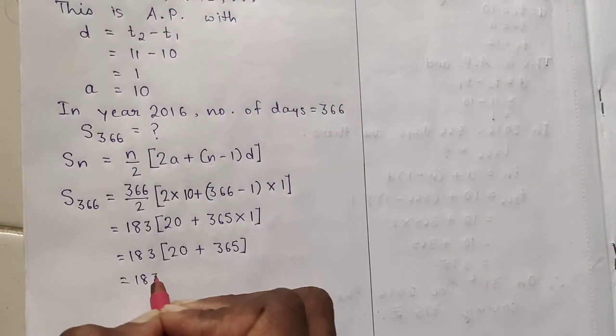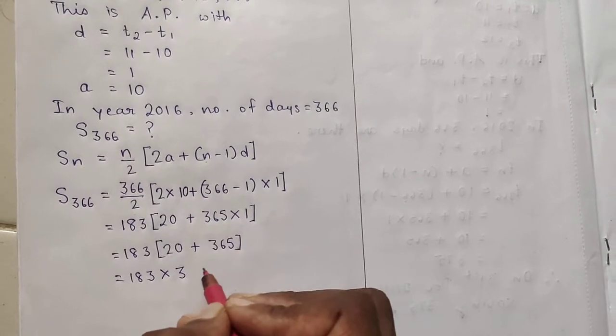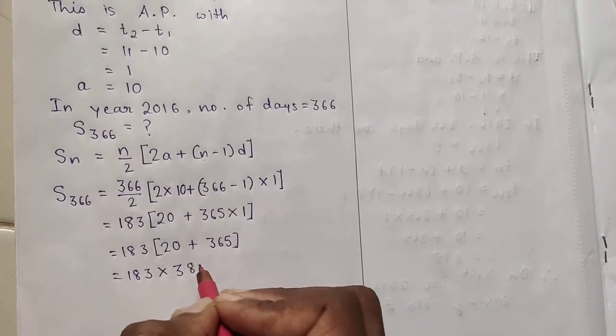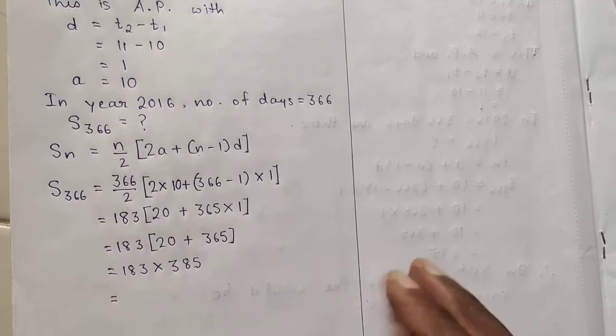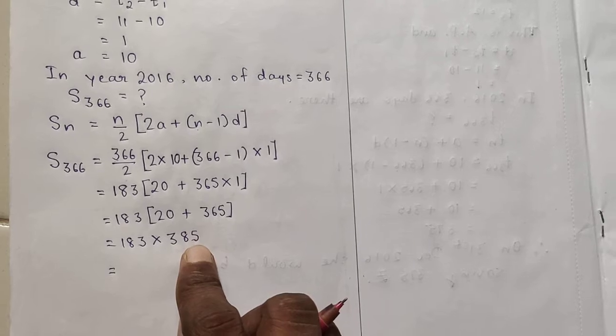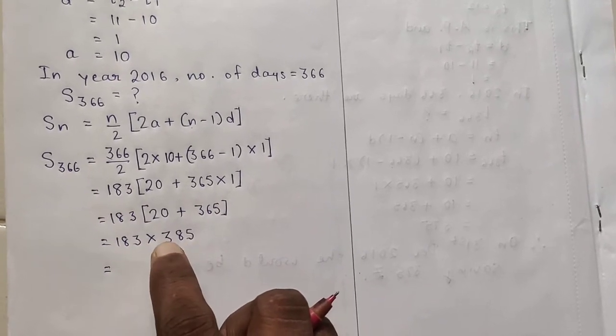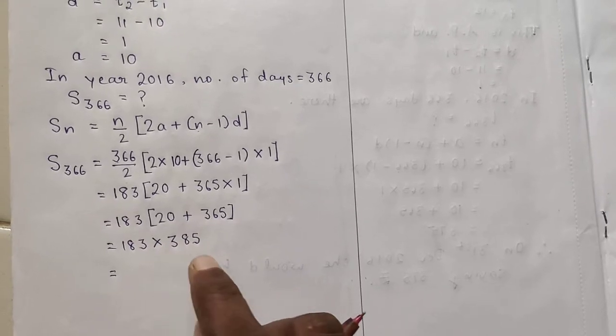Now let us simplify this. If you add these two, you are going to get 385. Now what we have to do? We have to multiply this 183 into 385. So this you can do, right? So let me write the final answer.